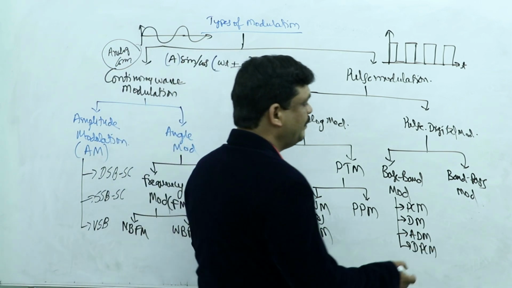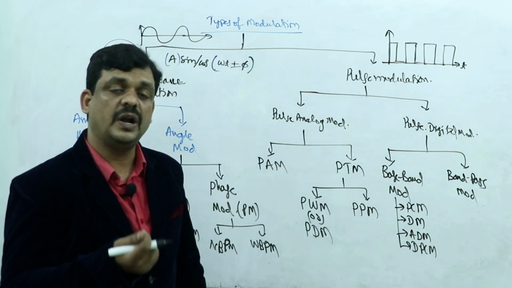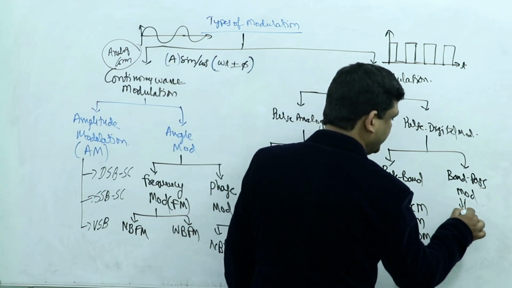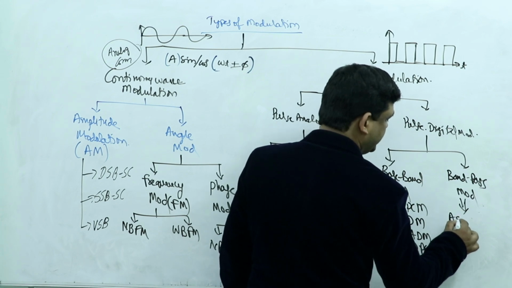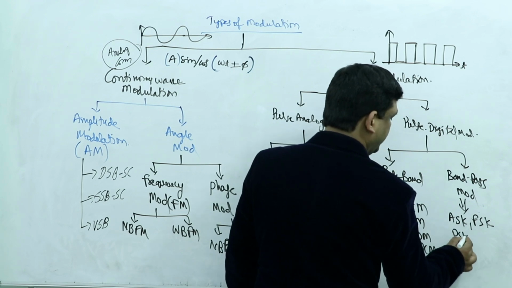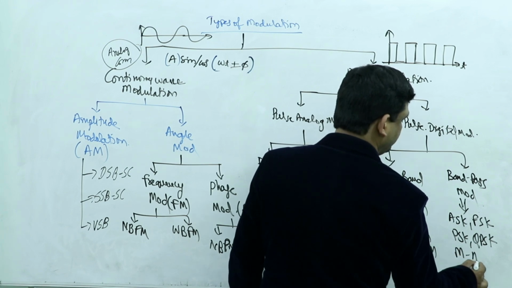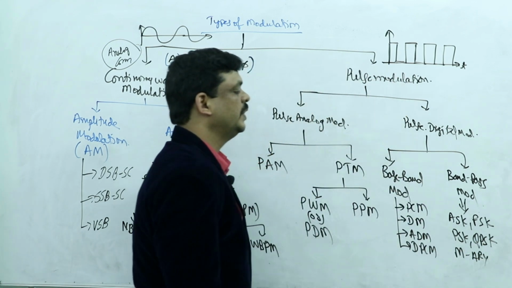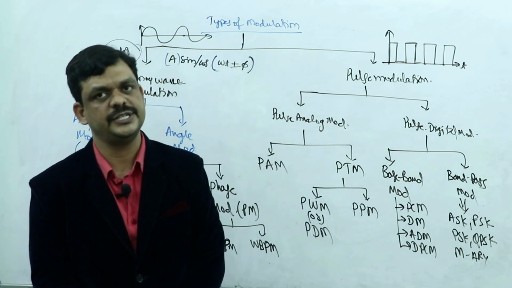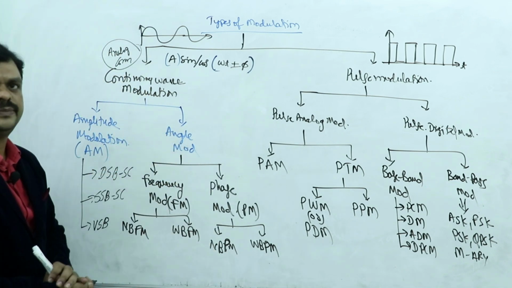Similarly, band pass modulation techniques are again classified into two types. One is called binary and another is called M-ary. Those topics I am writing directly here. Those are ASK, FSK, PSK and QPSK, right? And the simple name we can write like this, M-ary. All these modulation techniques come under band pass modulation techniques. So here I have explained the complete types of the modulation process.